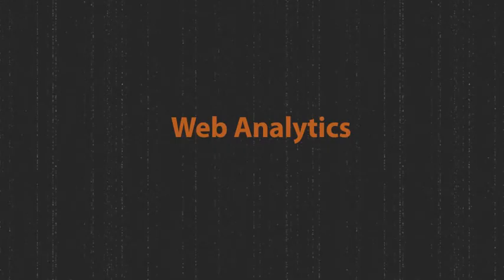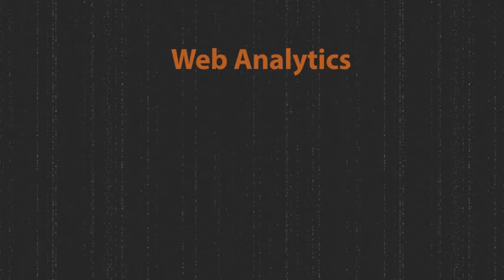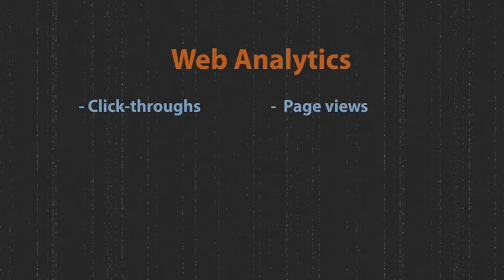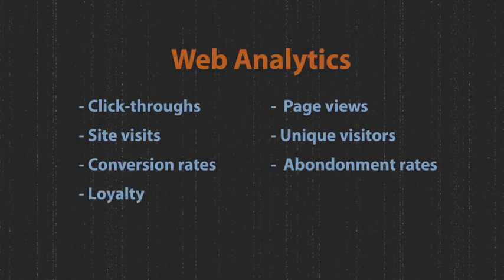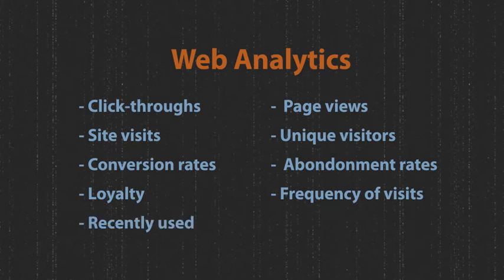An effective and fully comprehensive analytics or metrics system should include the following: click-throughs, page views, site visits, unique visitors, conversion rates, abandonment rates, loyalty, frequency of visits, and how recently users have visited your site. Finally, use social media to do some user research. The larger your organization, the more likely people will be talking about you online. What are they saying? Where are they saying it? What is the impact on your business?